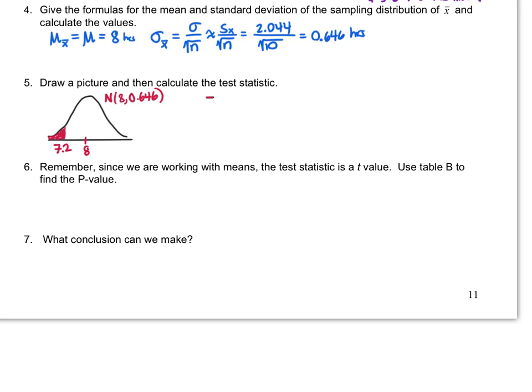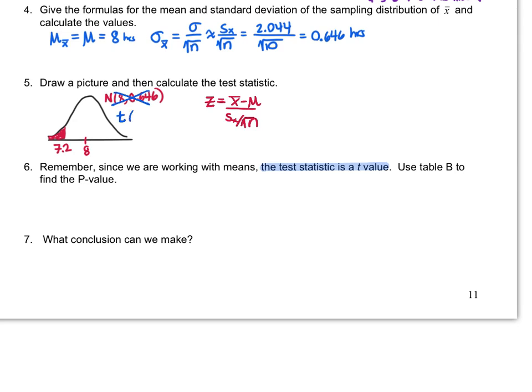And we remember that z is going to be equal to x bar minus mu over s sub x divided by the square root of n. Okay, let's move forward. It says, remember, since we're working with means, the test statistic is a t-value. Use table B to find the p-value. Uh-oh, we can't use the normal curve. We've got to use the t-curve.